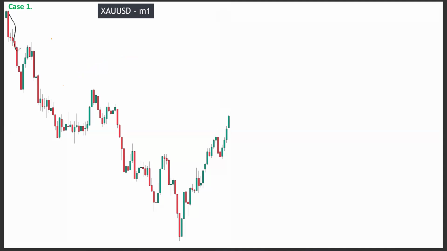You can see price dropped on my drawing. Price dropped from this point down here. You can see there are several Marubozu candles in this first pulse, so this is a valid pulse. There's no range on it. Now you can see from here, price pulled back up until this point. This is also a valid pullback.